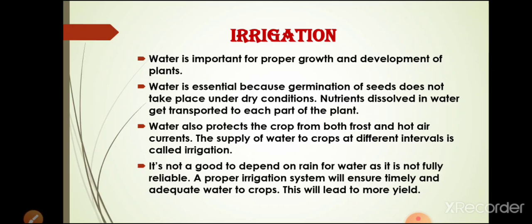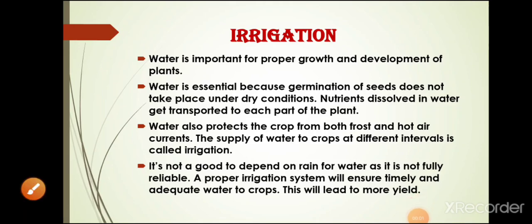Water is essential because germination of seeds takes place with the help of water. If there is no water, dry conditions will prevail, and in that condition germination of seeds will not take place. Water also protects the crop from both frost and hot air currents, and it maintains the moisture of the soil for the growth of a healthy crop in the field. That's why you have seen that farmers water the field regularly.